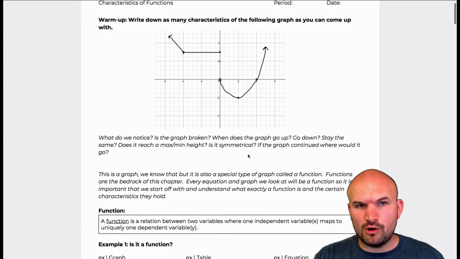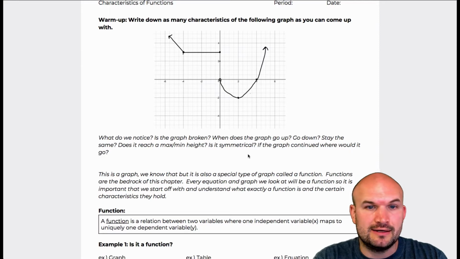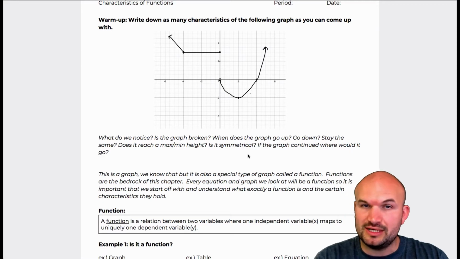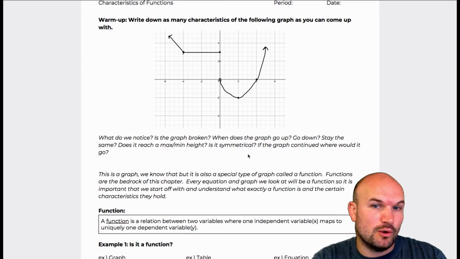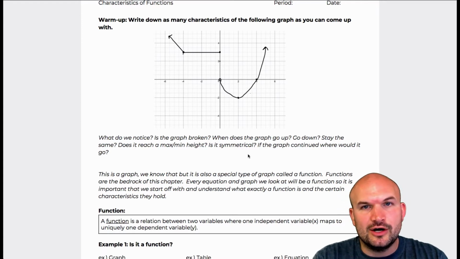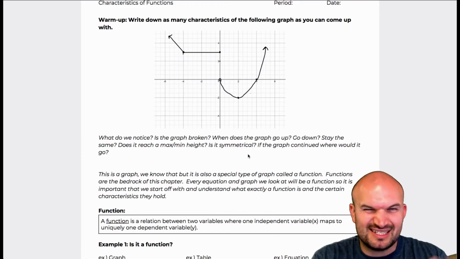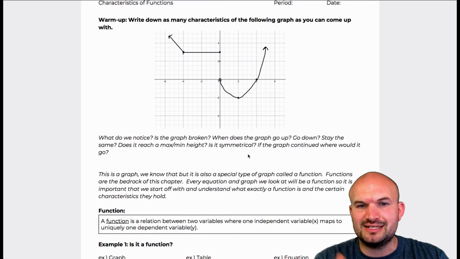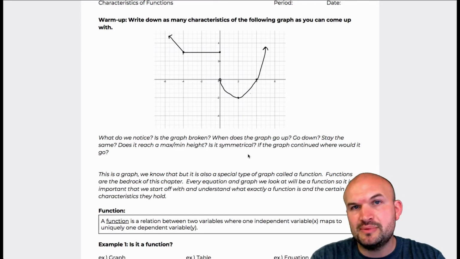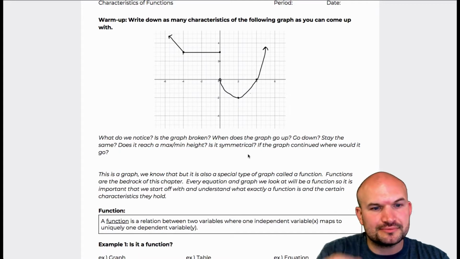In the warm-up, given this graph, which is a function, what are some things that we notice about this? Is the graph continuous? Is it broken? Does it go up? When does it go up? When does it go down? Does it have a max or min? Is there symmetry? If the graph was expanded, where would it go? Let's look at these individually and write them informally, because we're going to learn the formal ways to write this as we go further through the course.